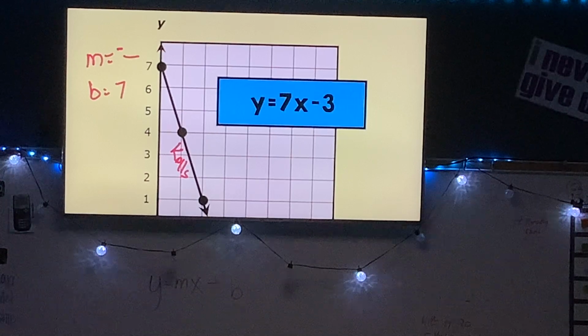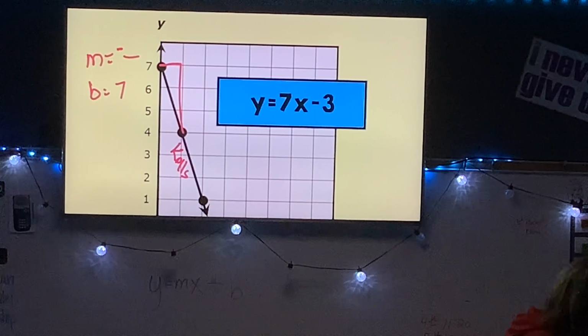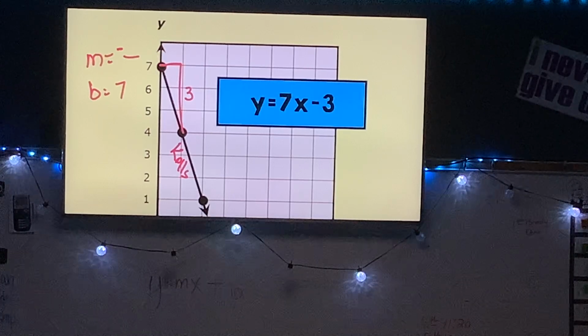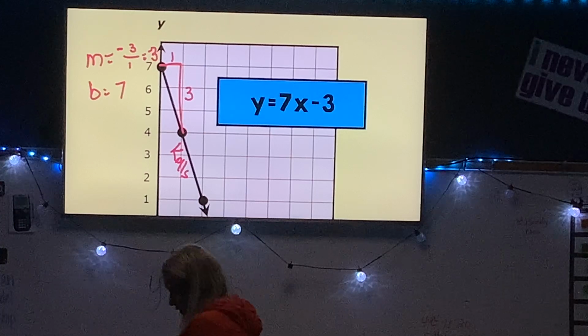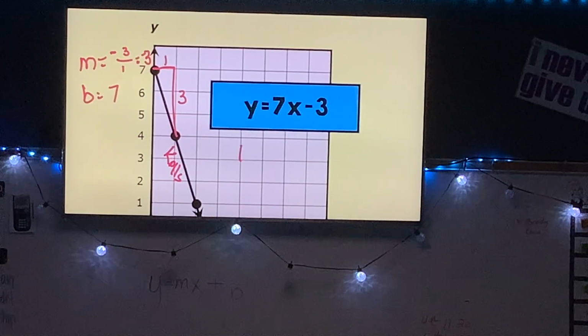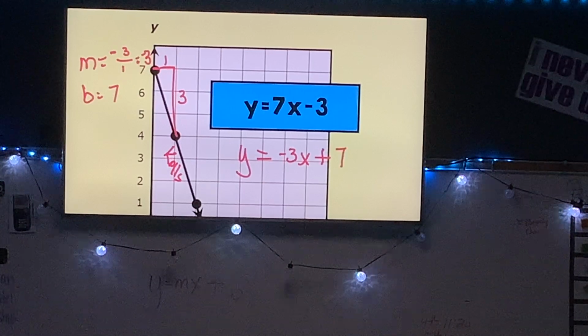Positive or negative slope? Negative. Now I can rise and run. And it doesn't matter which dots you use. How many did I rise? 3. How many did I run? Which is the same thing as negative 3. So let's write the correct equation. Y equals, how would I write that? Minus plus 7. What did he do? He flip-flopped his slope and his y-intercept.